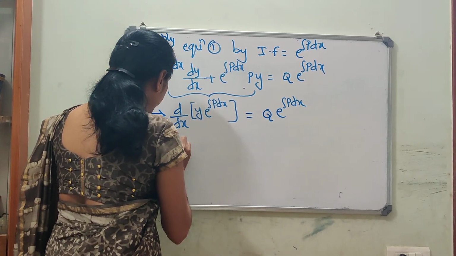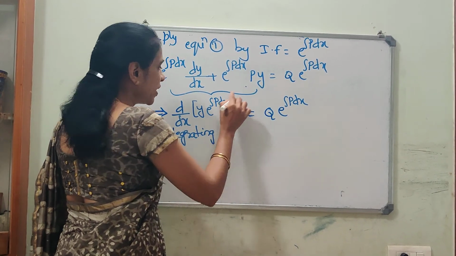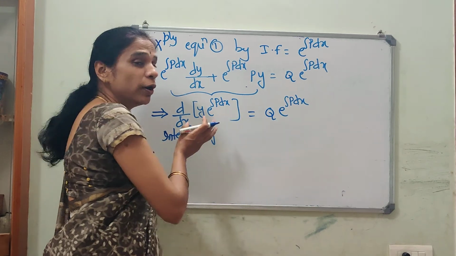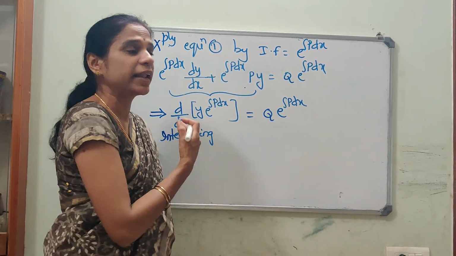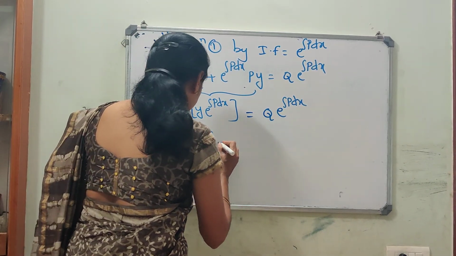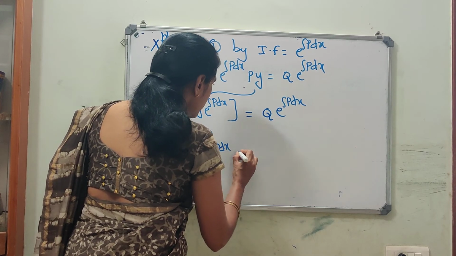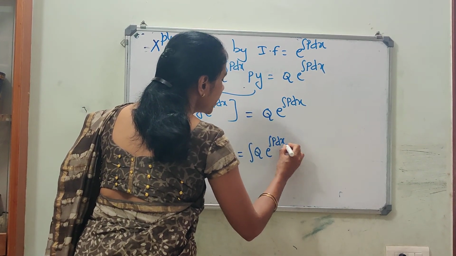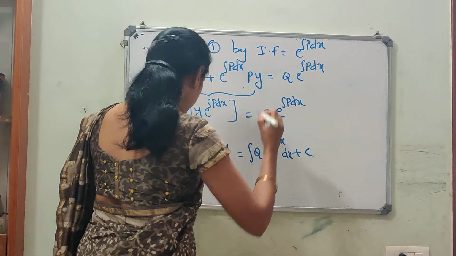So integrating, see, our function e to the power integration p dx, which is the integrating factor, helped us to bring the given equation to such a form which we can simply integrate and write the solution. So integrating, what do I get? Y e to the power integration p dx is equal to integration of q e to the power integration p dx plus c. Of course, this has to be integrated with respect to x.